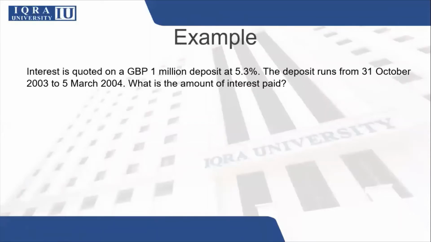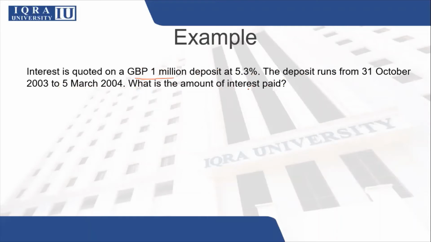over here it is said that interest is quoted on a GBP 1 million deposit at 5.3%. The deposit runs from 31st October 2003 to 5th March 2004. What is the amount of interest paid? Nowhere can you see that it mentions whether it is Act/360 or Act/365. But we know that it's talking about British pounds, which means that you're going to use Act/365.